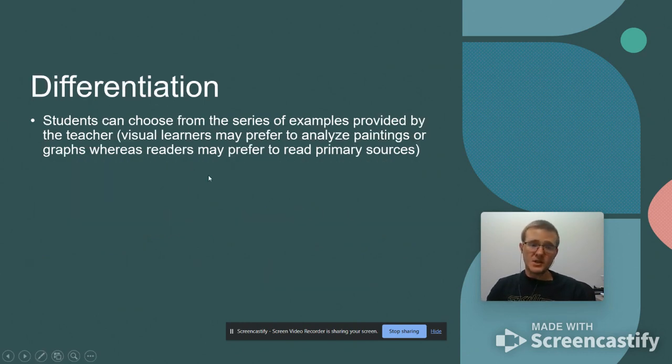And then the differentiation: students will have the ability to choose from the series of examples provided by the teacher, whereas visual learners may prefer to analyze paintings or graphs, whereas readers may prefer to read primary sources. And the goal of this is really in the name. It's to allow differentiation in the classroom, because the reality is some students are more visual learners and some students prefer to read. That's just how it is. And I think that this is a good compromise to allow in the classroom.